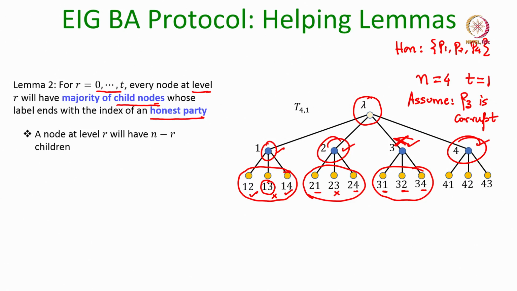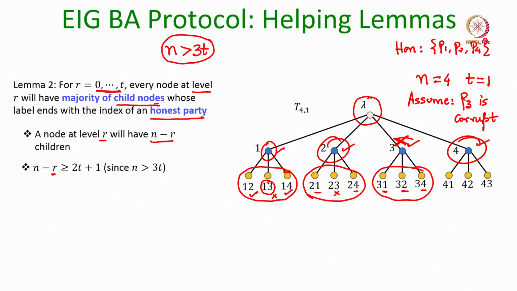So, why is this true? In general, any node at level r will have how many children? It will have n minus r children, because of the way we have assigned the labels to the various nodes. And remember, the EIG protocol assumes that n greater than 3t holds. So, if n greater than 3t holds, then for every r in the range 0 to t, the condition n minus r greater than or equal to 2t plus 1 holds.